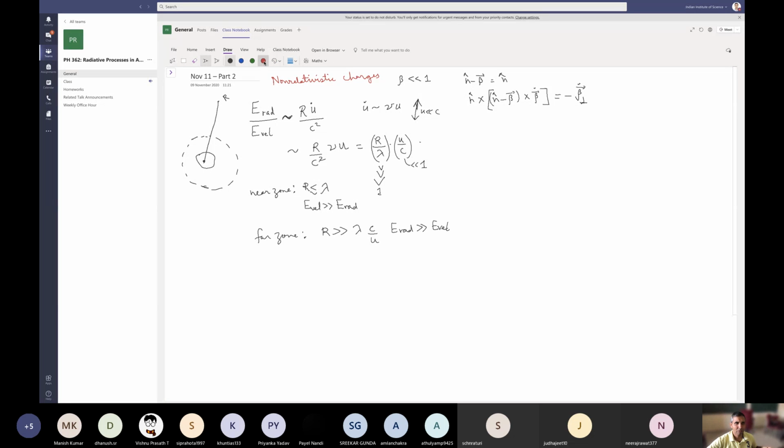And then let's go to the Larmor formula. The Larmor formula is the power radiated by a non-relativistic accelerated charge. Okay, so we have to derive this. So let's see.